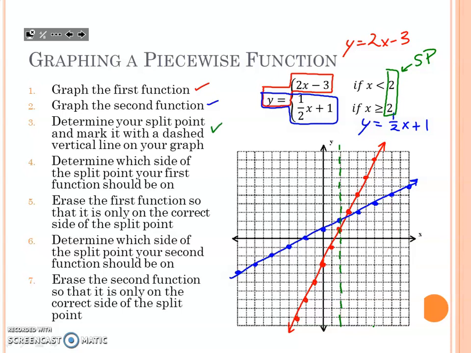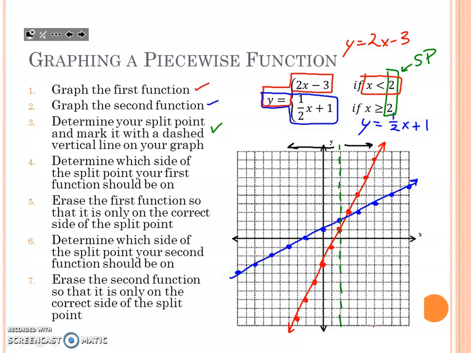Now it says determine which side of the split point your first function should be on. Okay, so we've got two options. It can be on this side of the split point or this side of the split point. So my first function, my red function, does my red function need to be on the left or on the right? Well, I'm going to look. My red function says x is less than 2. So should the red function be on the left side of 2 or on the right side of 2?